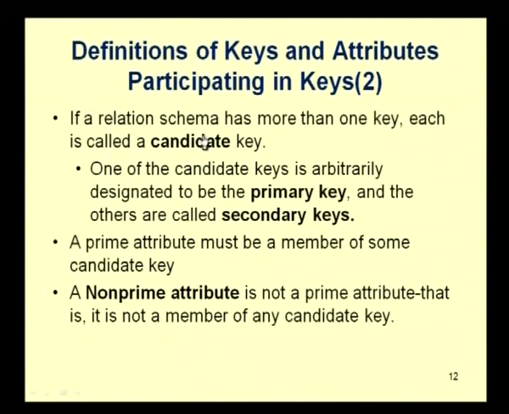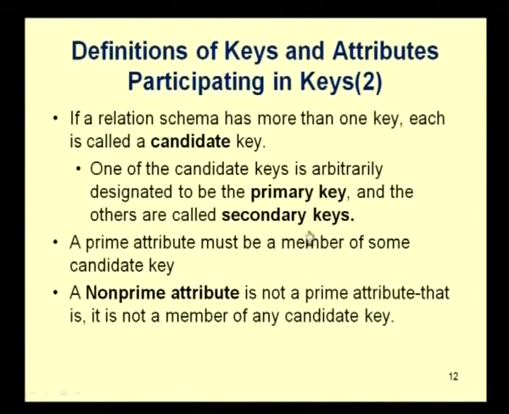Now, if a relation schema has more than one key, each of the keys is called a candidate key. One of the candidate keys is arbitrarily designated to be the primary key and the others are called secondary keys. This is just a definition which we have already seen in previous lectures, but a repetition to summarize. A prime attribute must be a member of some candidate key. So, not all candidate keys are primary keys; it depends on the designer. A non-prime attribute is not a prime attribute, that is, it is not a member of any candidate key.